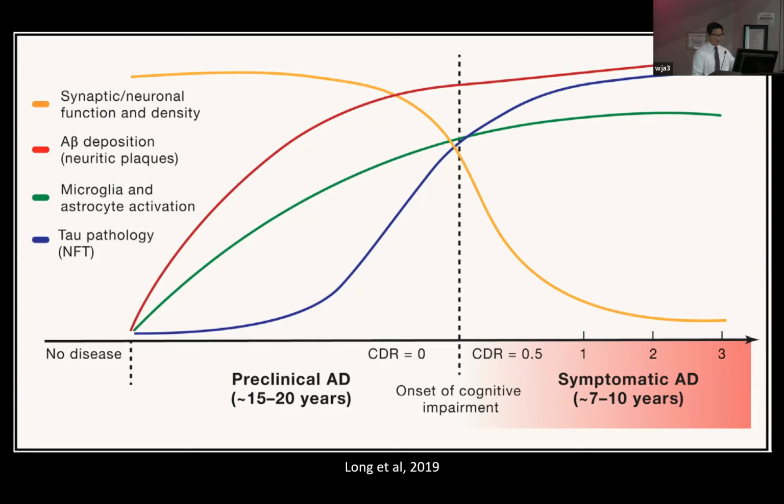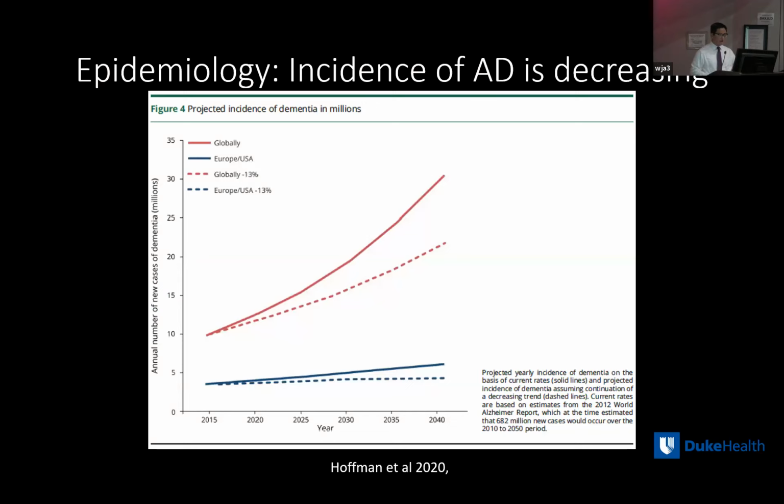This is what I think of from a neuropathologic standpoint when I'm seeing patients in clinic, is where on the spectrum do they lie in terms of neuropathology, and where on the spectrum do they lie clinically and cognitively as well. Now, what's very interesting, though, is more recent studies have shown that the incidence of Alzheimer's disease is actually decreasing. So this is actually good news.